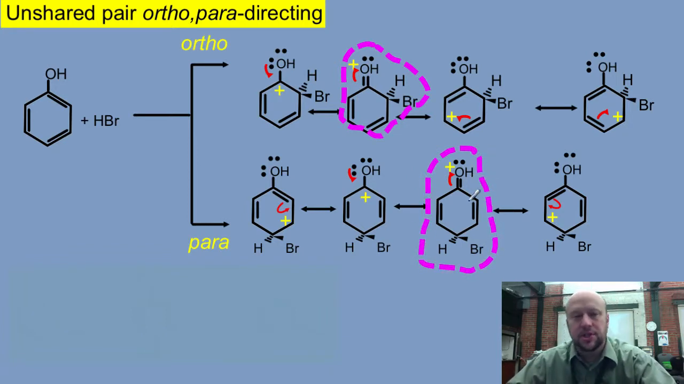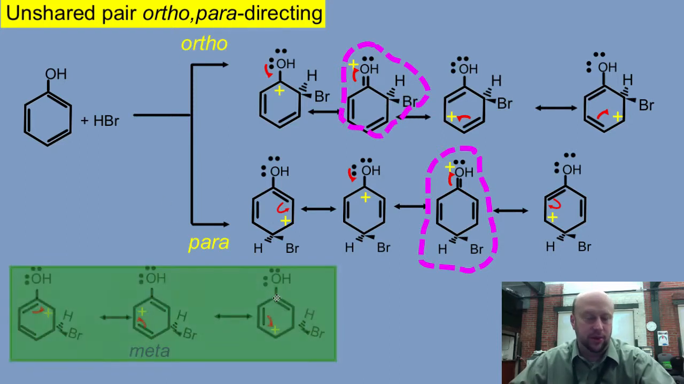So these two positions here, what you should notice is that the positive charge has been able to shift up to the oxygen itself. In other words, it's delocalized completely off of the ring altogether. And that allows some additional stability for where we're adding in our second substituent. Now, what we'll see here is that that is not possible on our meta, right?